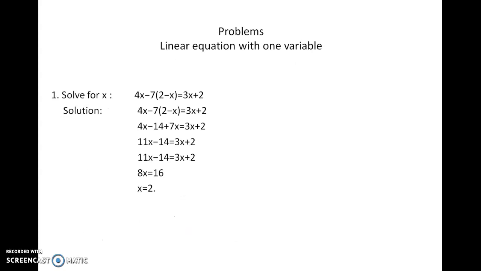Next, let's start with the problems. So first we are going to start with the linear equation with one variable. Solve for x. So you have this equation. You can see that there is only one variable available here and there is one equation. So easily you can solve it. Just bring this 7 inside. So it's going to be 4x, and bring the 7 inside. Then it's going to be like minus 14. Minus x into minus 7 is plus 7x, equal to 3x plus 2. So solve for this. You are going to get x is equal to 2.